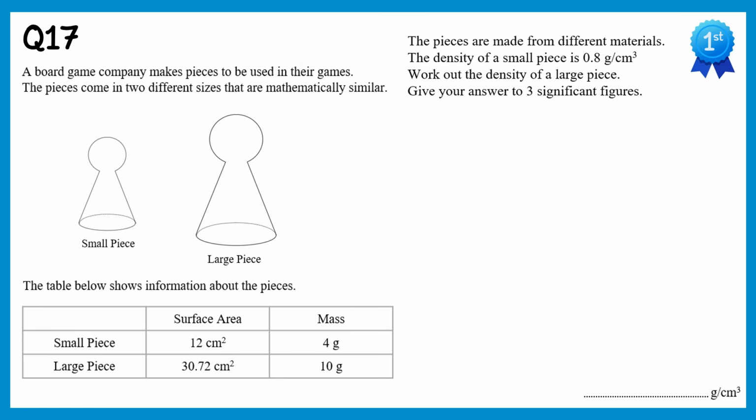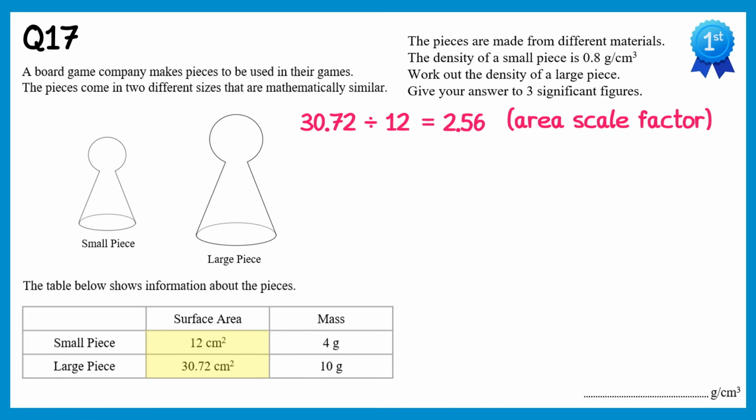We're going to start this question by looking at the surface areas of the two pieces. So we're given those in the table, 12 and 30.72. If we do 30.72 divided by 12, we get the answer 2.56. This tells us how many times the area of the larger piece is bigger than the area of the smaller piece, so we could call it the area scale factor.